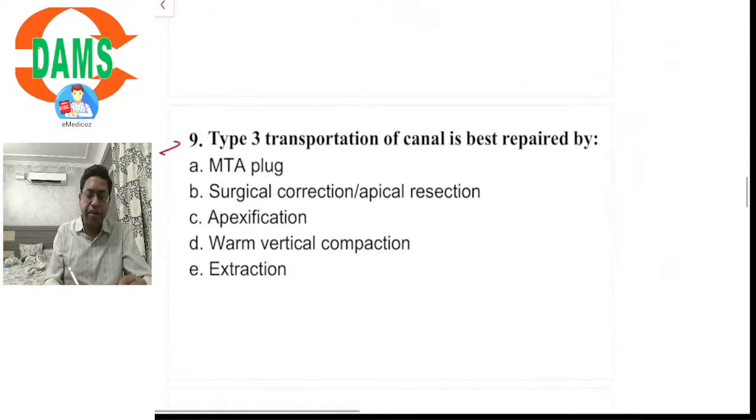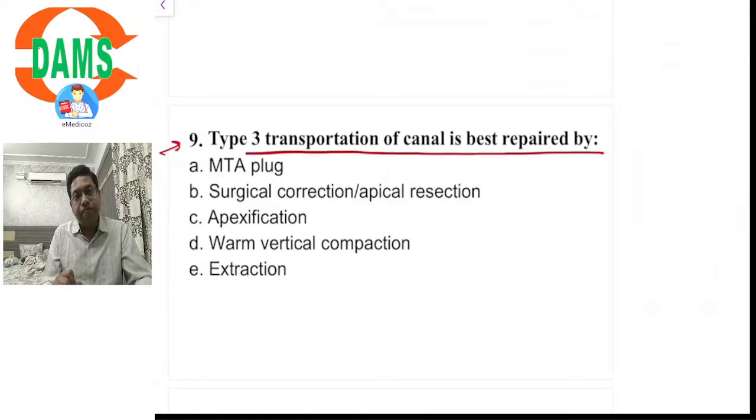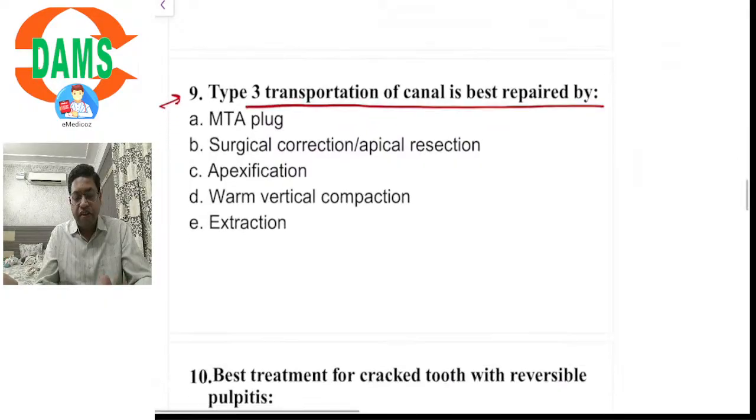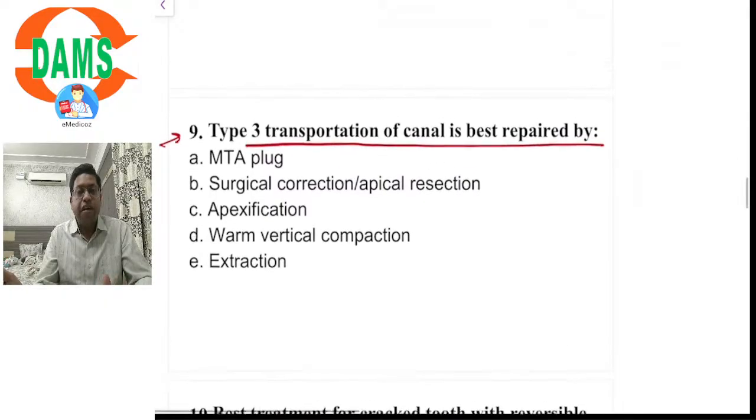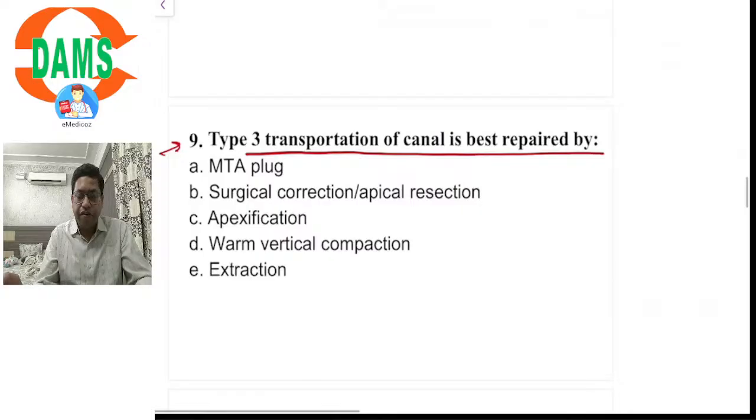Coming over to question number 9. Type 3 apical transportation of canal is best repaired by. Now, if you can see, a couple of questions have come on endodontic mishaps. So this is a pattern of INICET that they would ask you more clinically advanced topics as compared to your NEET examinations, isn't it? It is asking about apical transportation treatment.